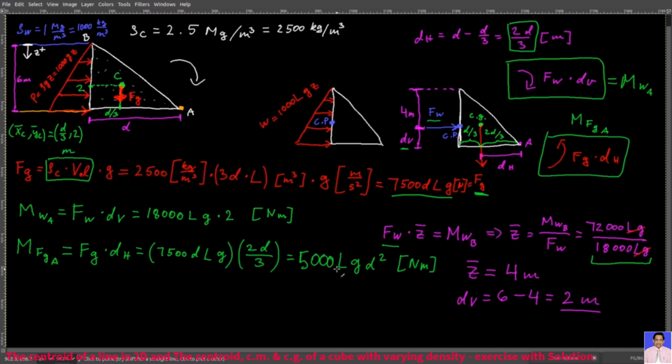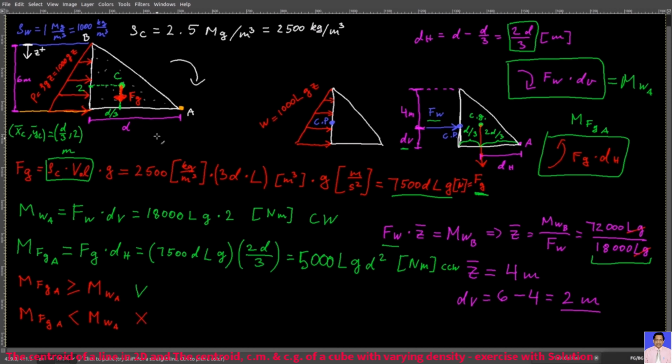And this moment will counter the other moment, MWA, that's clockwise, and then the moment due to force of gravity, that's counterclockwise. And now, if the moment due to force of gravity is greater than or equal to the moment due to this pressure distribution, then the dam will stay in place. But if the moment due to force of gravity is smaller than the moment due to this pressure distribution, then the dam will tip over.